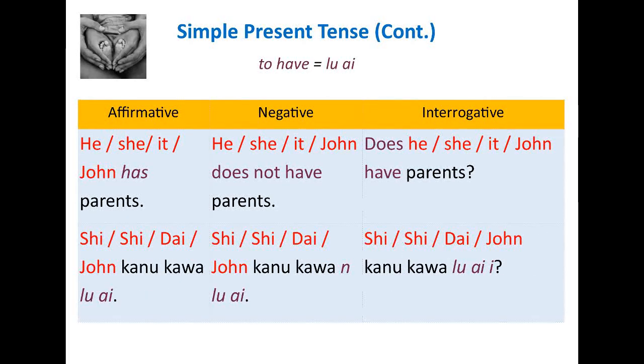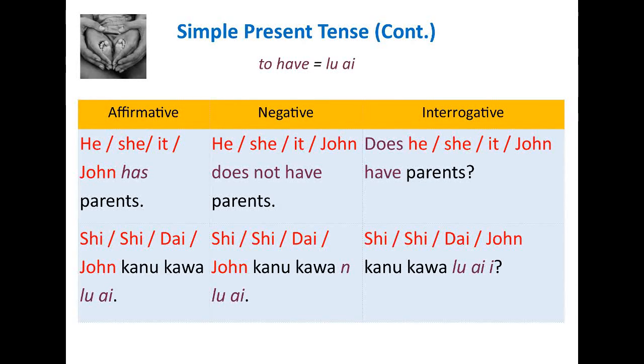Here is the same infinitive verb to have for different person. Let's see the affirmative column, positive sentence. He, she, it, John has parents. John has parents. In Kachin, Jinghpaw, John gnu gua lu ai. Let's learn how to form negative sentence. He, she, it, John does not have parents. John does not have parents. John gnu gua lu ai.